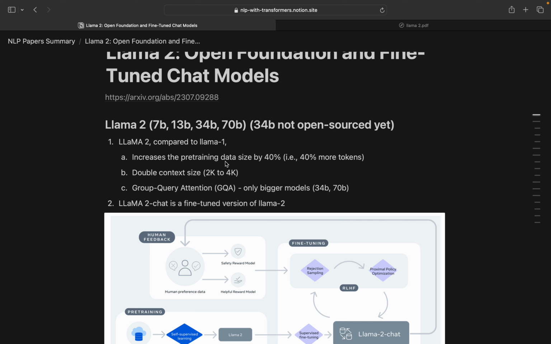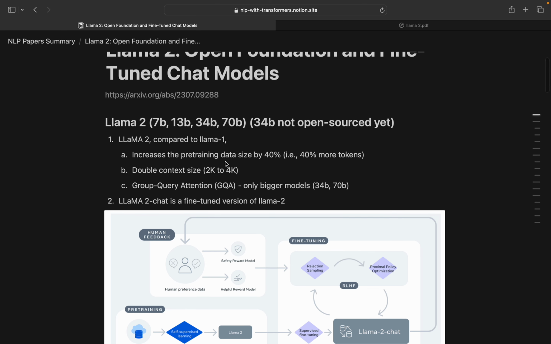In LLaMA 2, they used roughly 2 trillion tokens. The paper mentioned 2 trillion, but in the LLaMA 3 material, they mentioned that 1.8 trillion tokens were used for LLaMA 2. More or less, 1.8 and 2 trillion are almost similar. So you can consider that something like 2 trillion tokens were used to train LLaMA 2, which is roughly 40% more tokens compared to LLaMA 1. That is one of the major differences.